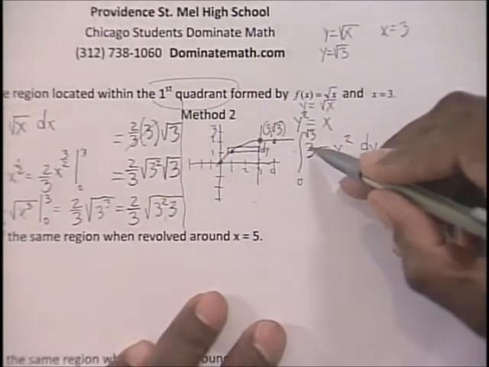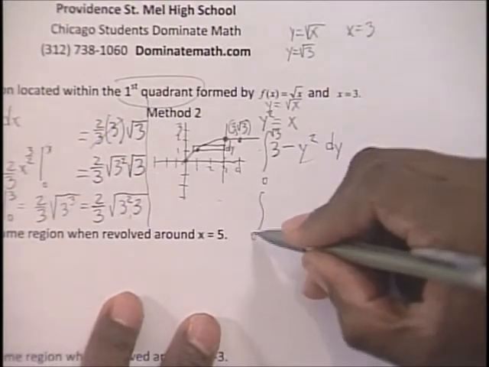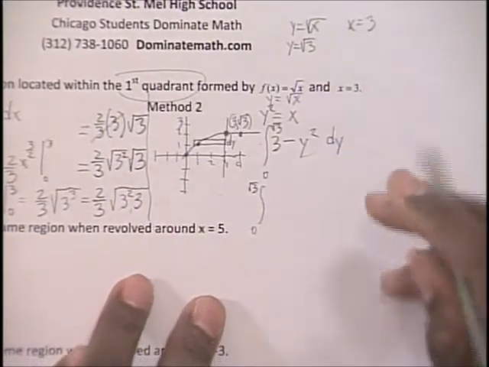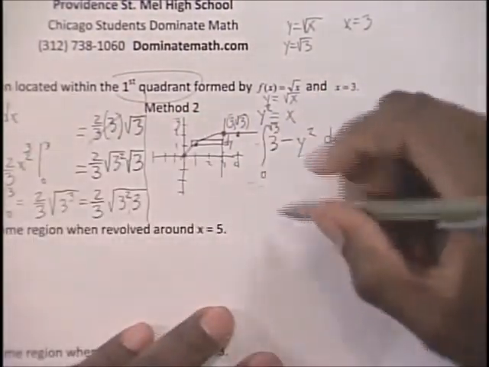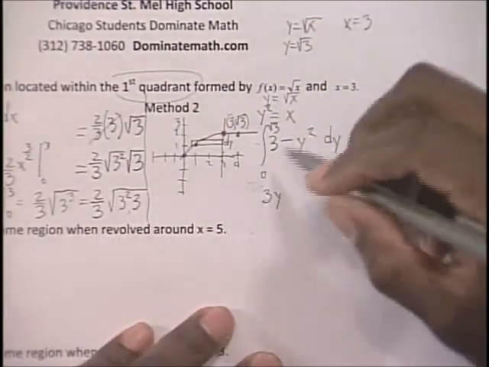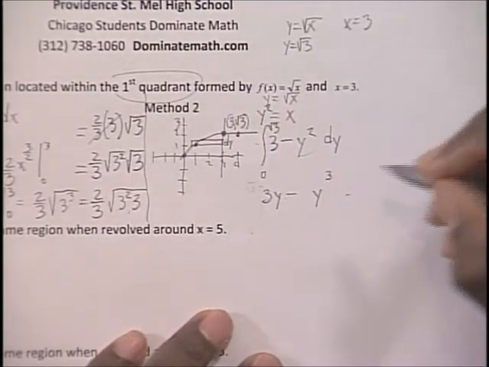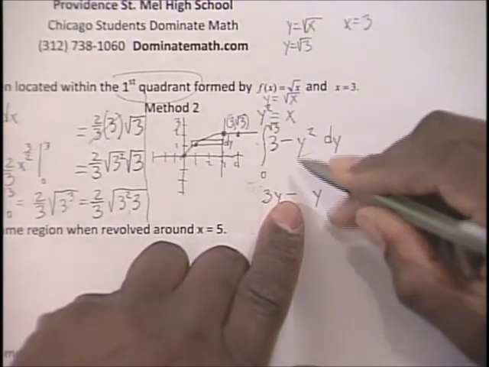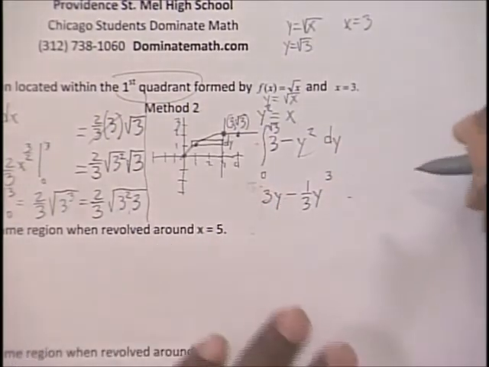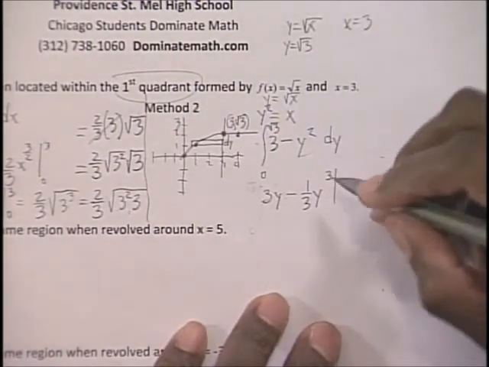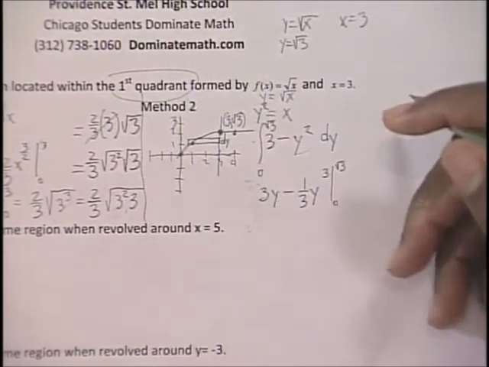Now we're going to take the antiderivative. Or actually, I'm sorry, let's take the antiderivative now. We get 3y minus y to the third, taking the old coefficient divided by the new exponent, so 1/3 y to the third. We're going to evaluate this from 0 to radical 3, the same limits of integration we found earlier.